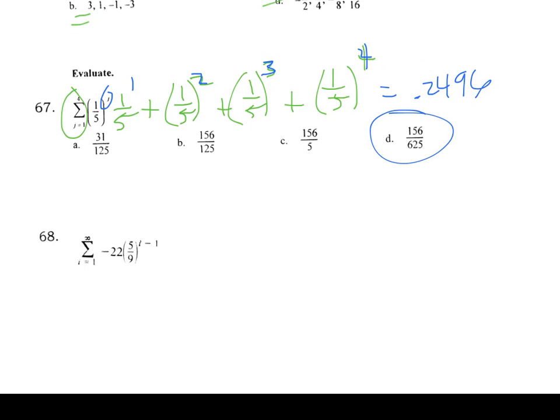Okay, now 68 is going to require just a little bit of explanation, because as I'm recording this, I'm realizing that we did not actually do a problem like 68. What you will notice is that the ending point is infinity. So I'm actually going to sum an infinite number of numbers. And you say, well, if you add an infinite number of things together, won't that just give you infinity? And the answer is not necessarily.